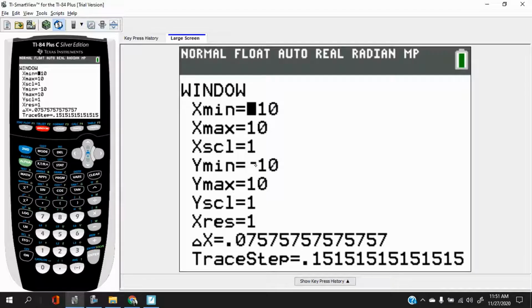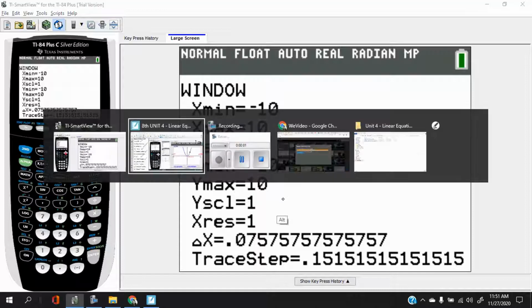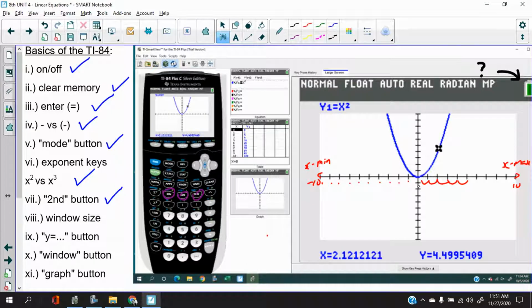Y min is -10, right? Let me actually highlight this for you guys. Y min is -10, meaning the lowest y value is 1, 2, 3, 4, 5, 6, 7, 8, 9, 10. That's the y min, the minimum y value in the window, right?